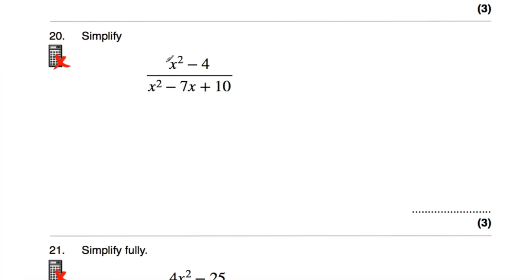Okay, question number 20. We've been asked to simplify x squared minus 4 over x squared minus 7x plus 10. This is fantastic. We can factorize both of these, and then we can see if we can cancel down.